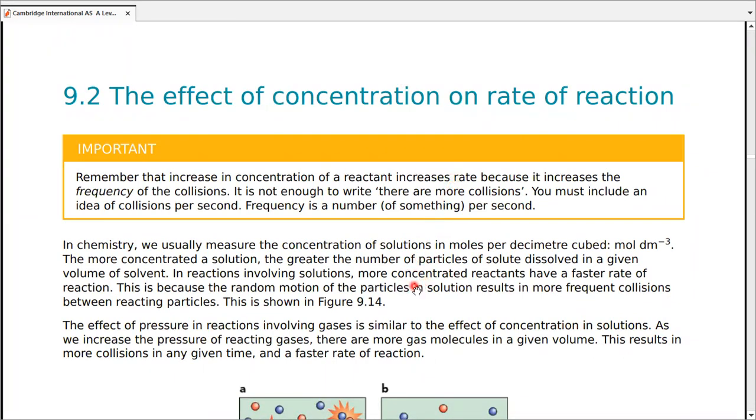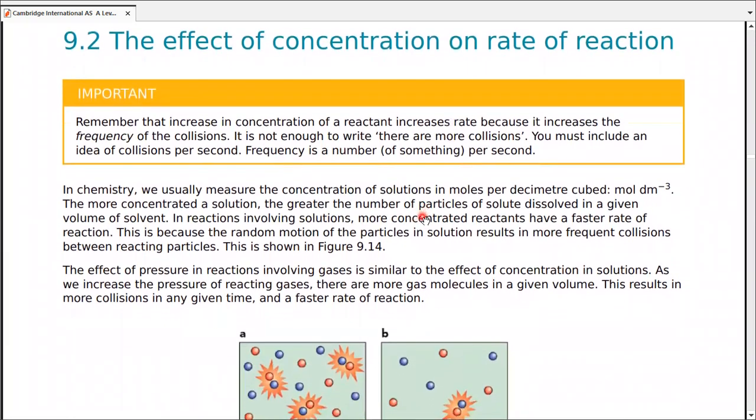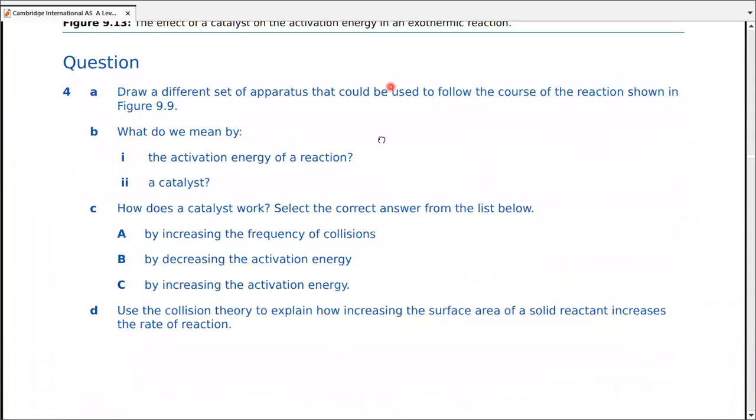All right. So the effect of concentration on rate of reaction. Remember that the increase in concentration of a reactant increases rate because it increases the frequency of collisions. So it is not enough to write there are more collisions. You must include an idea of collisions per second. That's why the term frequency of collisions is there. So that is a very important line.